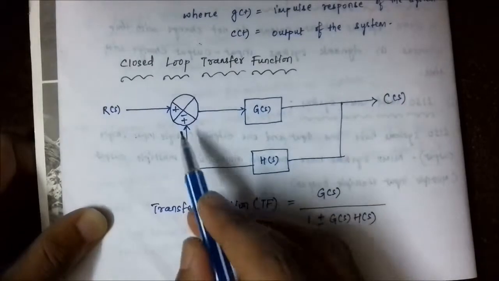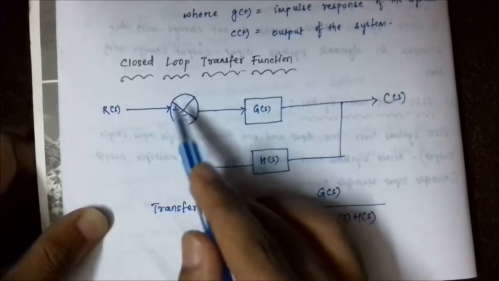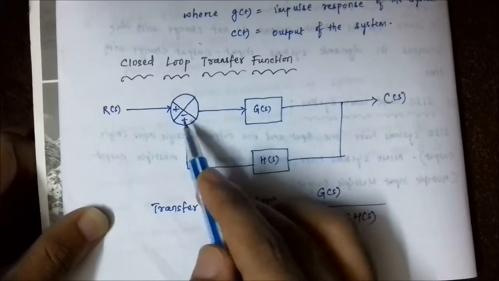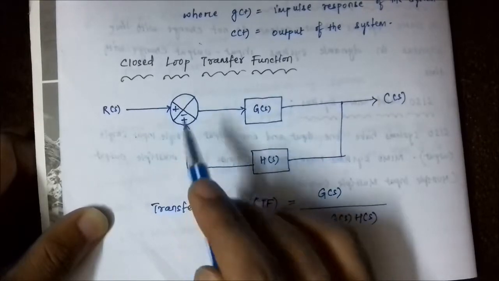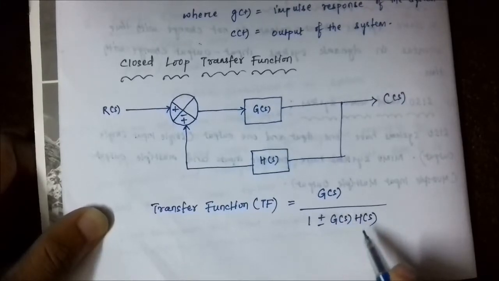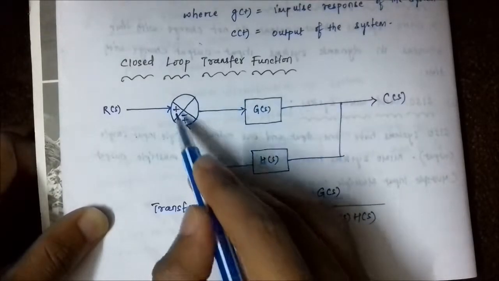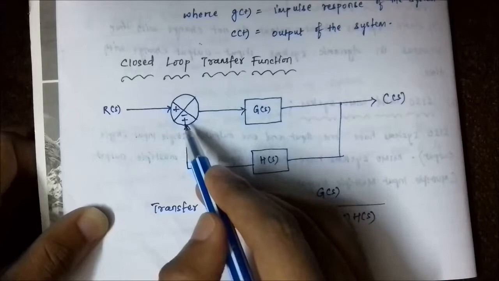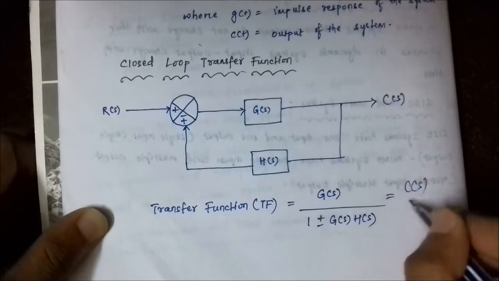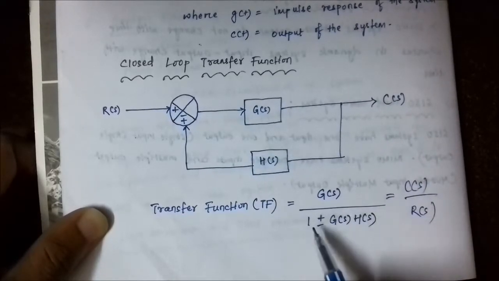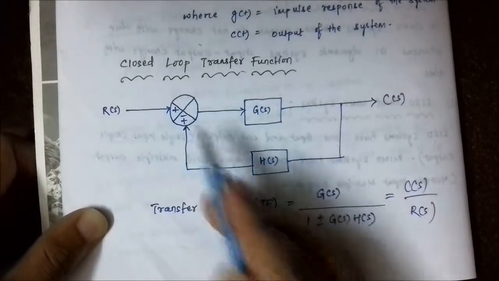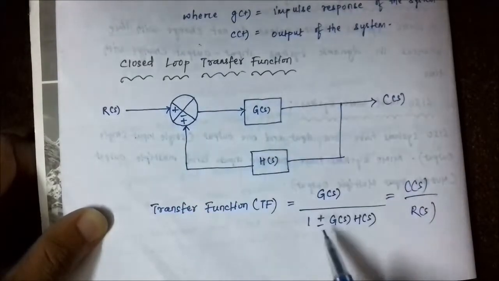Okay, please listen to me again carefully. When here at the summer or the comparator or the error detector, whatever you call it, when the sign here is negative, meaning the two signals are subtracted, in that case here it will be G(s) by 1 plus G(s)H(s). When these two signals are added, meaning the sign here is positive, the transfer function, which is the output by input, which is C(s) by R(s) in S domain, will be G(s) by 1 minus G(s)H(s). So it's opposite. When the sign here is negative, it will be positive. When it's positive, here it will be negative.